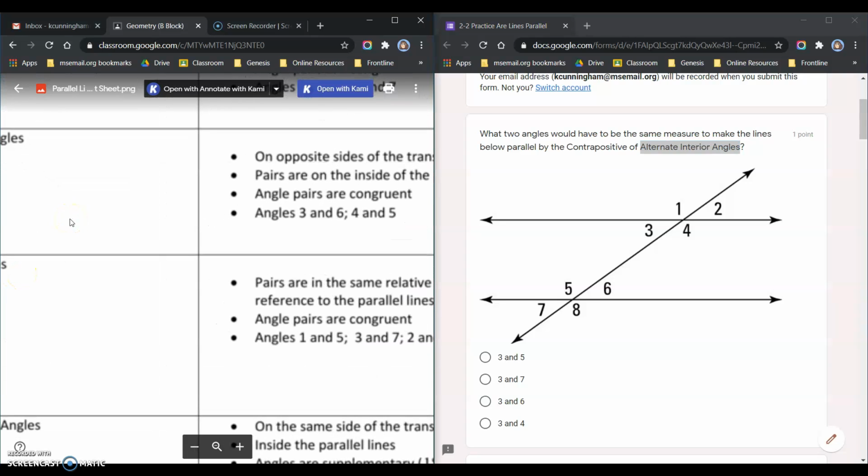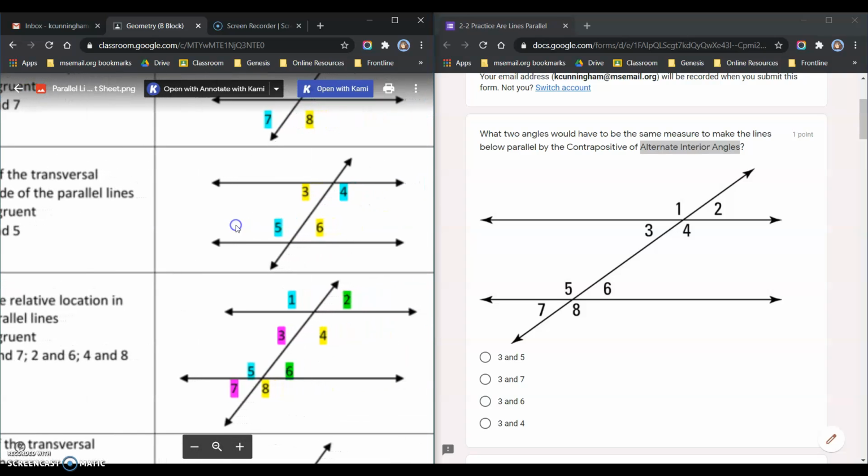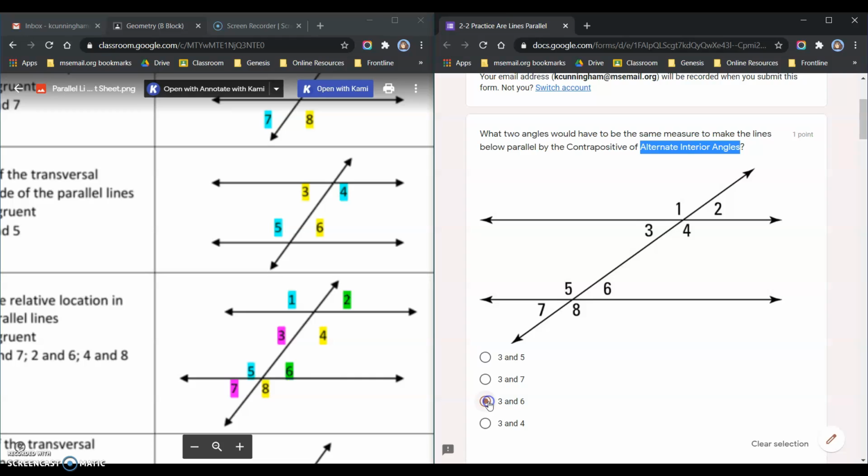You're going to zoom in and you're going to notice that alternate interior angles is this row right here. So you're going to move over and the colors are going to guide you. You'll notice that it's the ones diagonal of each other. So we're going to look at the same thing on our picture, our numbers that are diagonal, and they just so happen to be the same exact numbers. So we're either looking for 3 and 6 or 4 and 5 because those would be the diagonals that match up. If you go down here, you'll see that 3 and 6 is an option. So that's how you would determine how to find the specific type of angle I'm looking for.